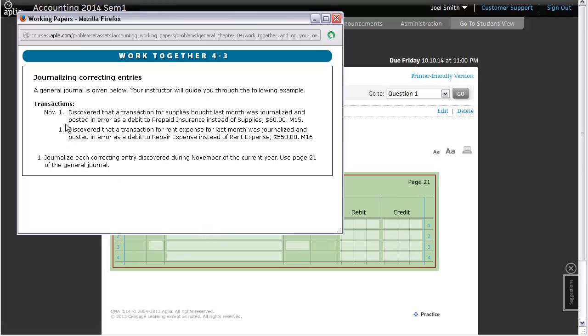So if we get the instructions up here, right here on November 1st, we're going to do two correcting entries here, both on November 1st. We discovered that a transaction for supplies bought last month was journalized and posted in error as a debit to prepaid insurance instead of supplies for $60.